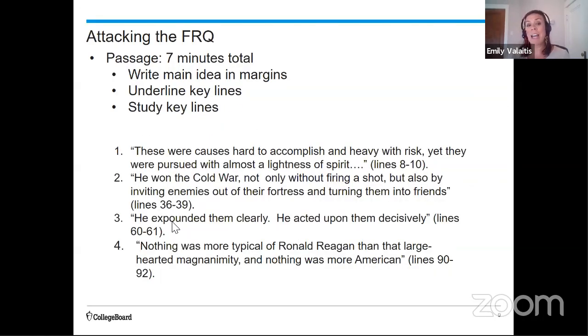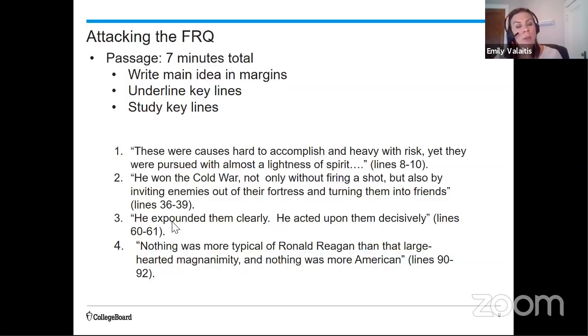Some of the key lines that I noticed were looking at lines 8 through 10, 36 through 39, 60 through 61, and 90 through 92. And one of the tips I gave yesterday was make sure you're choosing from a variety of places, and that it's not just, okay, well, I'm going to underline 3 things and they're all in the beginning, because then you're missing the end of the passage.